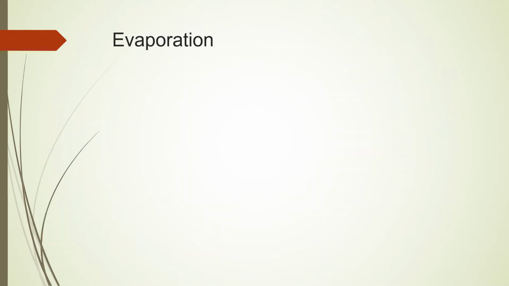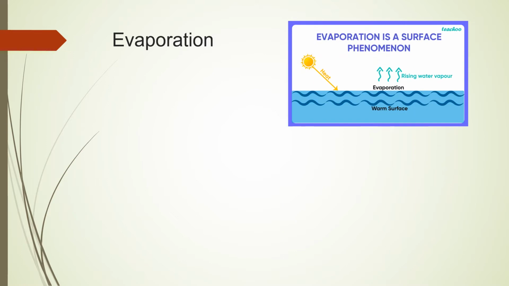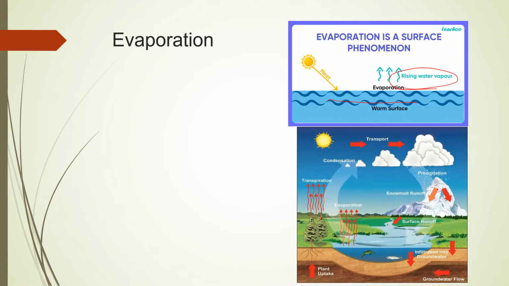Now what is evaporation? Here we can see in this picture that the rising of water vapor from the surface of water is called evaporation. So this is a warm surface, the water vapor is rising from that surface, and this process is called evaporation. You can see this is like a water cycle. From the plants, when the water is evaporating, that is called transpiration, and from the surface of the water, when it is evaporating, it is called evaporation.